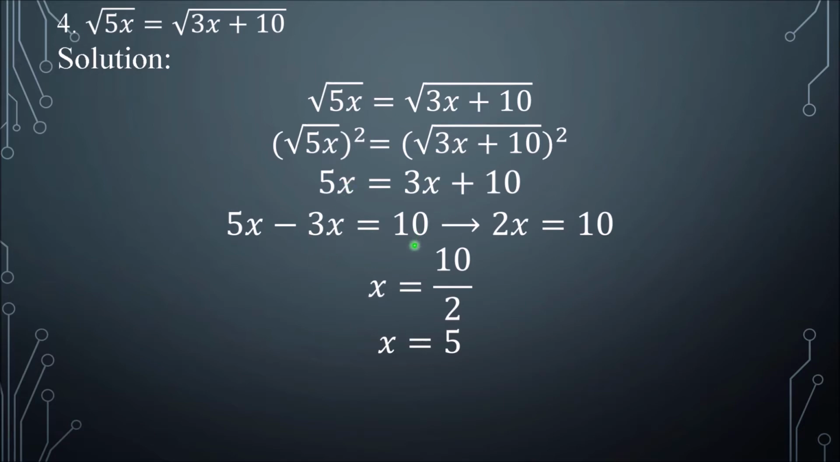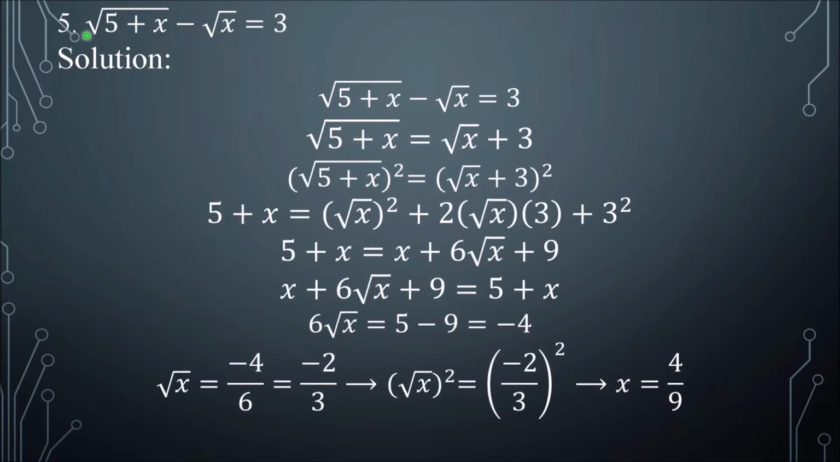So it will become negative. Now 10 is left. 5x minus 3x is 2x, and then 10 is 10. Now divide both sides by 2. So 10 over 2 is equal to 5. So x is equal to 5.